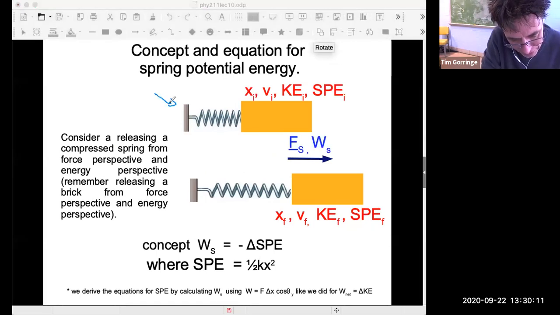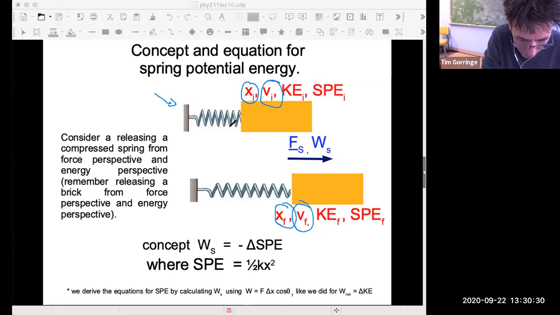In this upper picture here, xi is the initial location, xf is the final location, vi is the initial speed, maybe it's at rest, vf is the final velocity here, final speed. We're imagining the spring is compressed in the upper picture and then released and expanded in the lower picture. What we know is that that will turn spring potential energy into kinetic energy, just like in the falling brick. Gravitational potential energy was turned into kinetic energy, and so that's the energy perspective on what's happening here.